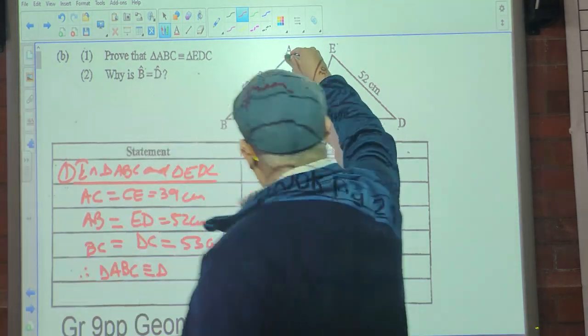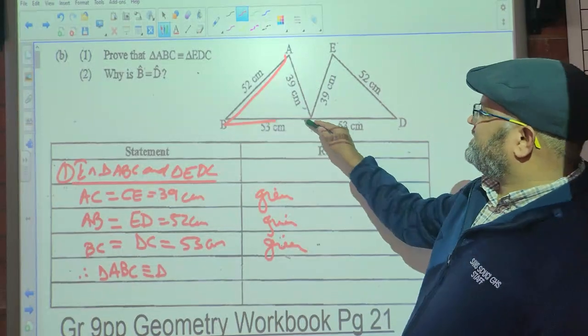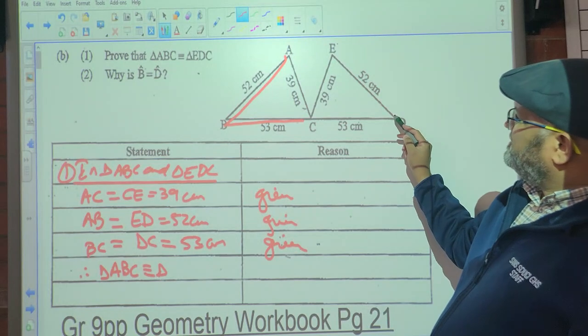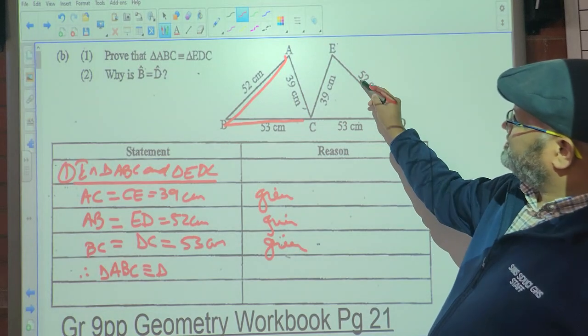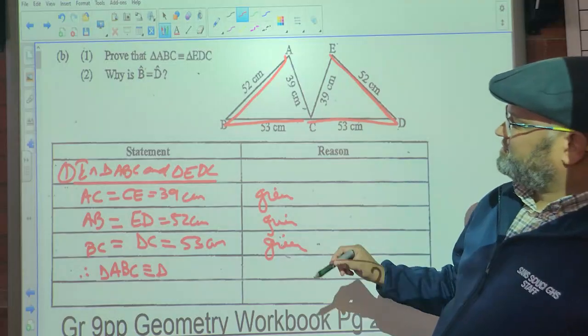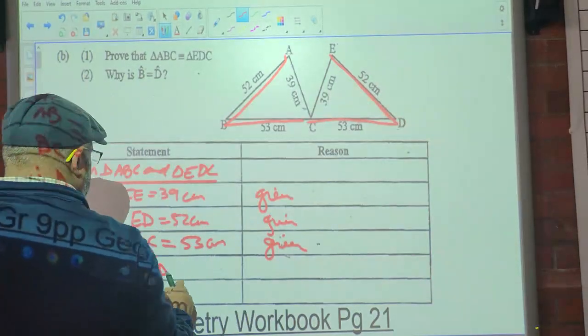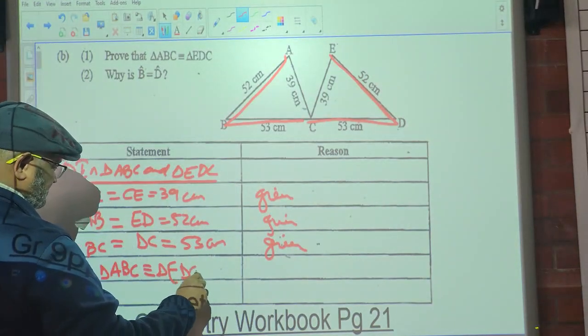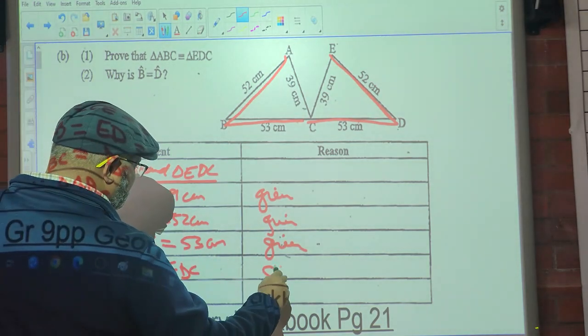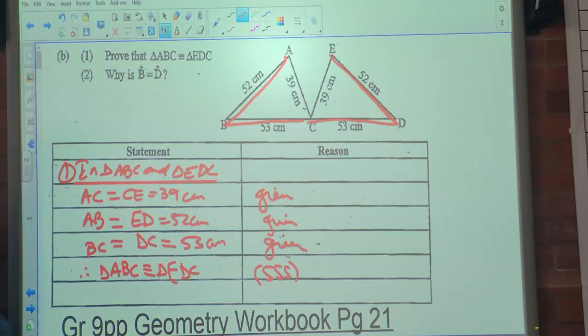So we've got A going through the 52 and then the 53. So the order of this has to be through the 52. So it's E, D, C. So the order is correct. And what count is that? Side, side, side. You all agree with that?